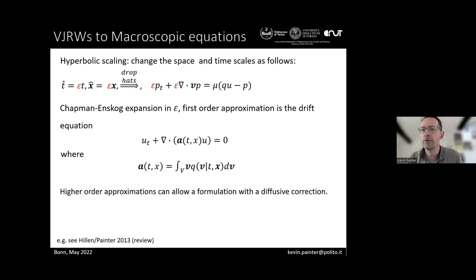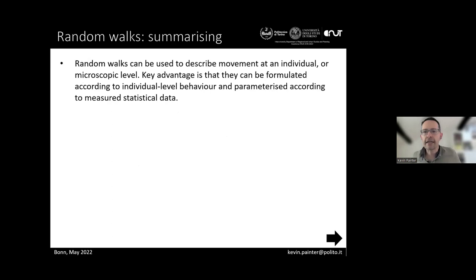But I don't want to go through those details. If anybody's interested in those, in particular in the context of this very simple transport equation, that's what we covered in a review article from 2013. So that shows how we can derive macroscopic equations for these velocity jump random walk type processes. So let's now summarize all of this before we use the final 40 minutes or so for a few applications.